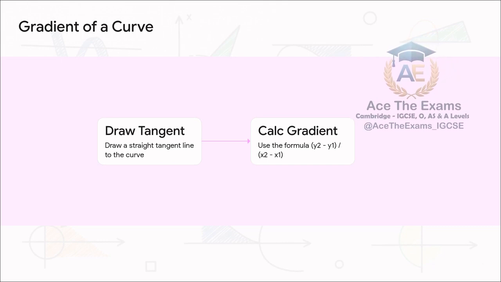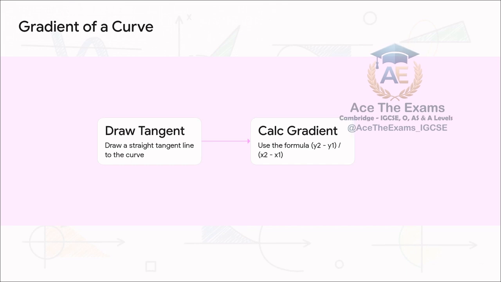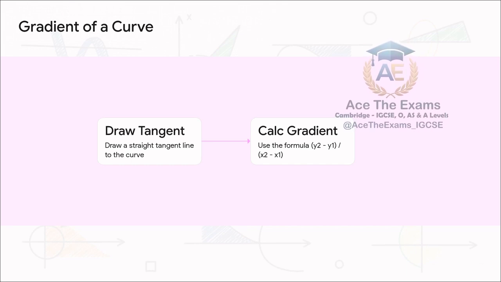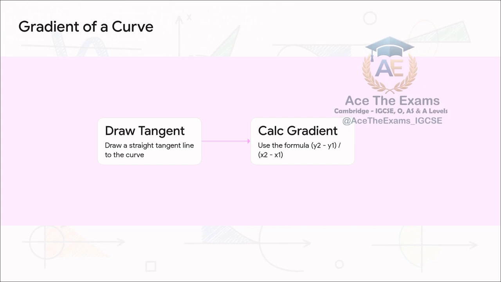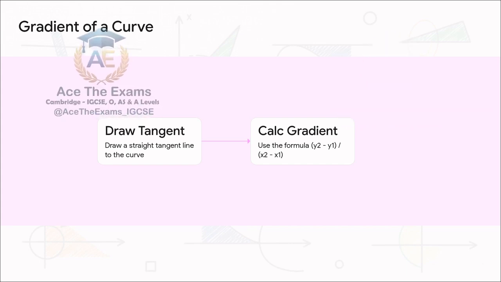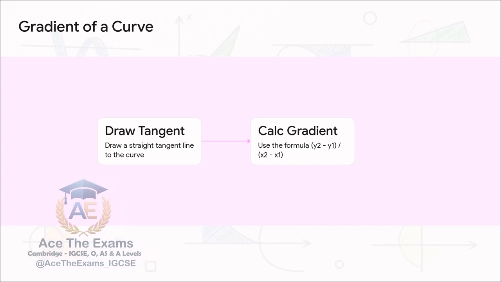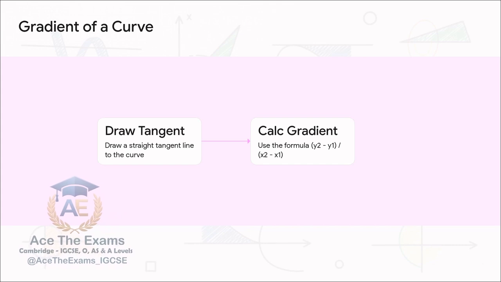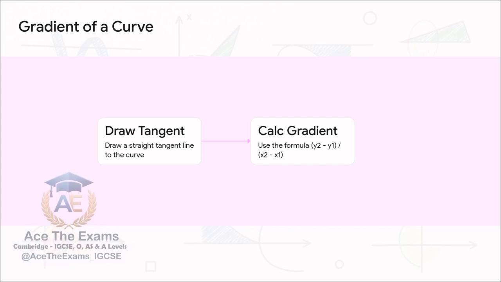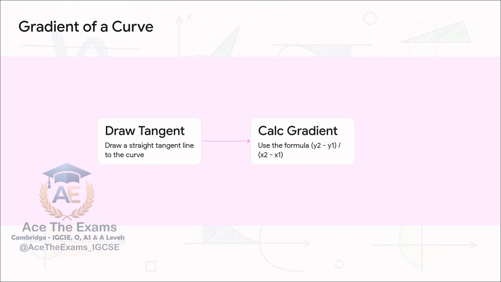We take a ruler and draw a straight tangent line that just barely grazes the outside of the curve at that exact point. It shouldn't cut through the curve, just kiss the edge of it. Then you calculate the gradient of that straight tangent line using the standard rise over run formula, y2 minus y1 over x2 minus x1. Because the tangent perfectly matches the steepness of the curve at that exact moment, the gradient of the tangent is the gradient of the curve. Simple, elegant, and highly effective.